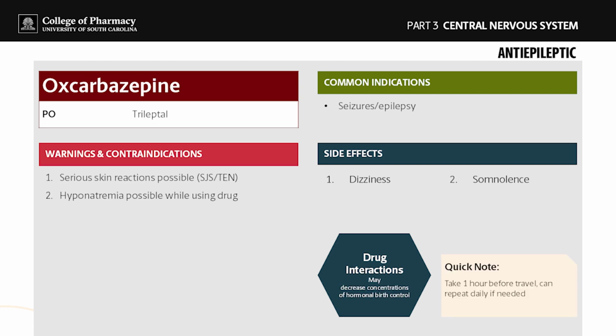Another antiepileptic is oxcarbazepine. The brand name is Trileptal. Common indication, again, is seizures and epilepsy. Some of the side effects, dizziness and somnolence. This drug can also possibly decrease the concentration of birth control hormones. So you need to let your patients know that. And there's some serious skin reactions possible, like we talked about earlier, Stevens-Johnson syndrome, and the possibility of hyponatremia. So be advised with this one and let your patients know. These are things you need to tell them.